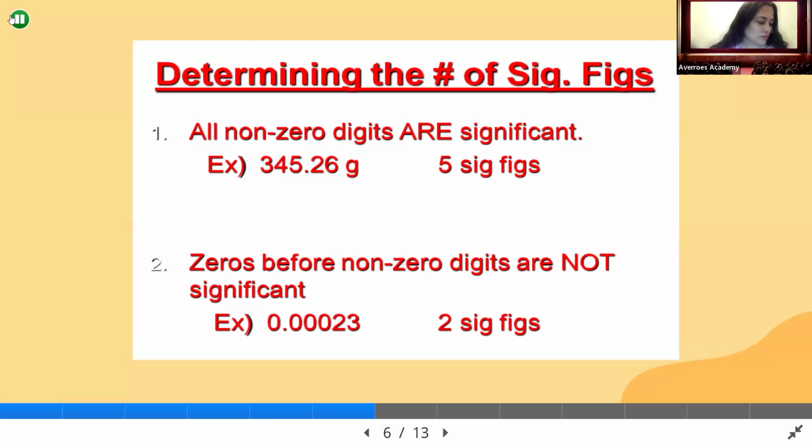Our second rule is that any zeros before non-zero digits are not significant. So if you have 0.00023, and I ask you how many significant figures are in this number, it's only 2. You can scratch out all of the zeros. If it's a bunch of zeros before non-zero digits, they are not significant.